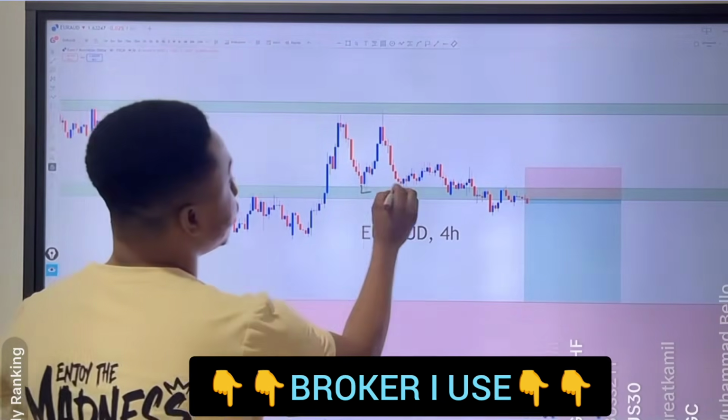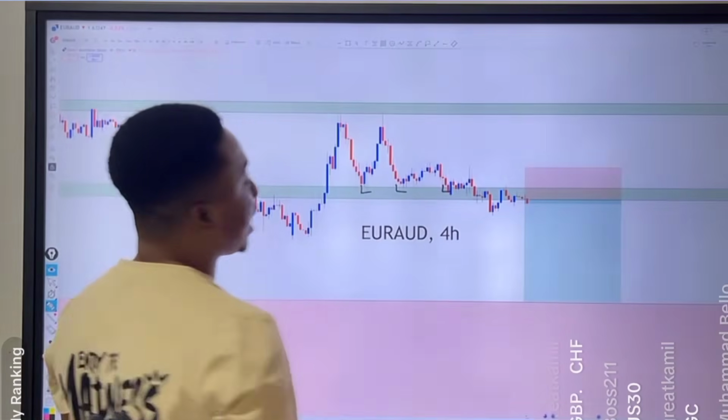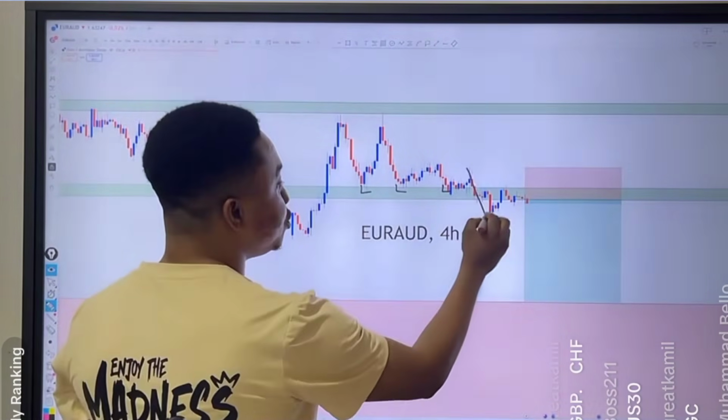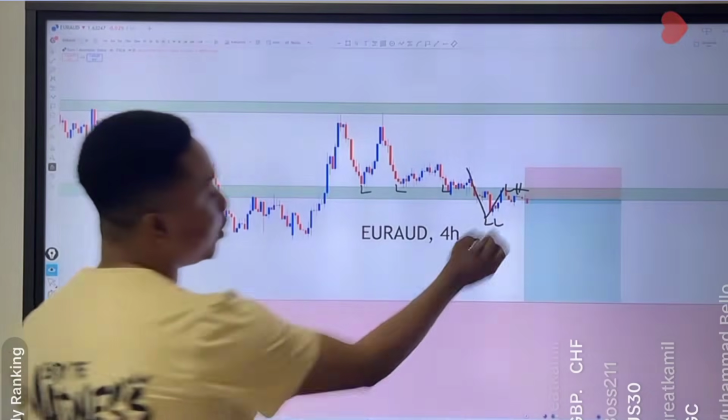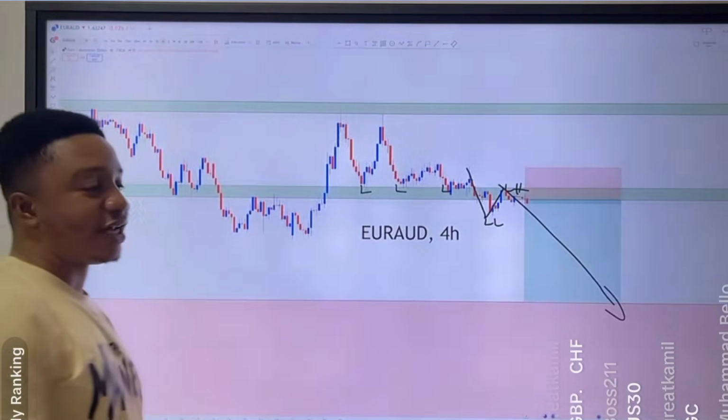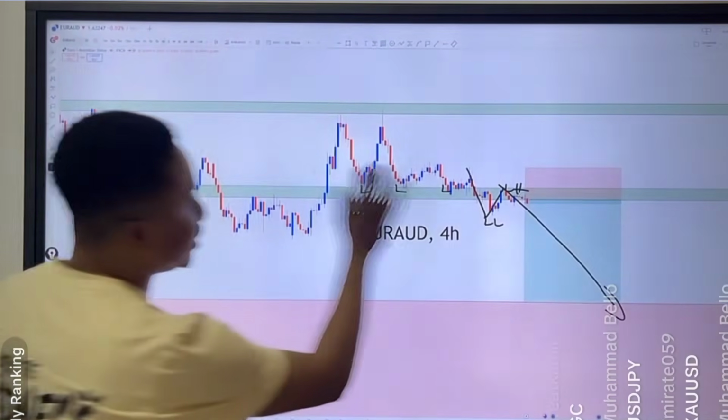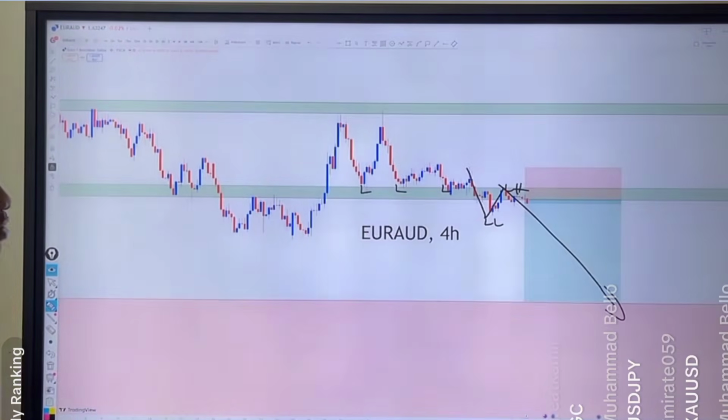So we have equal lows, okay, which has been broken with a push to form a lower low. Price has given us a lower high. After the lower high, where do we go? We go over to the downside. So EUR AUD, this is a straight up sell to the downside on this pair.